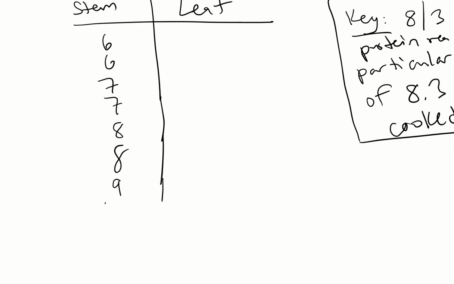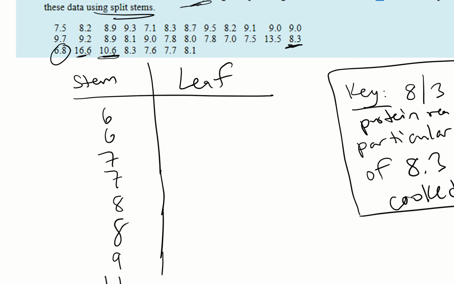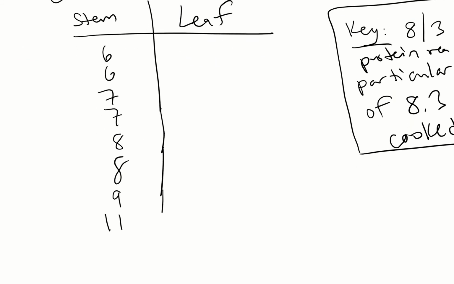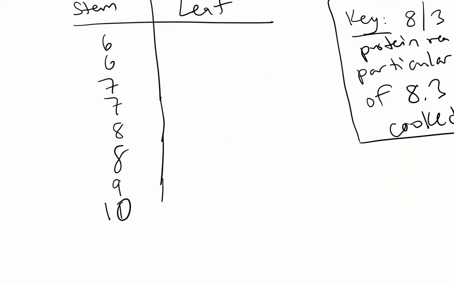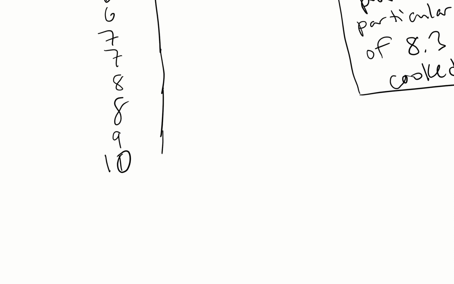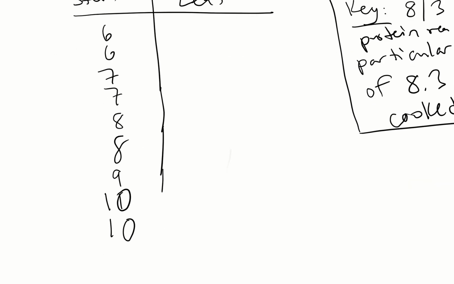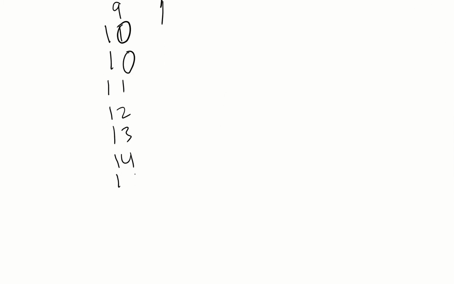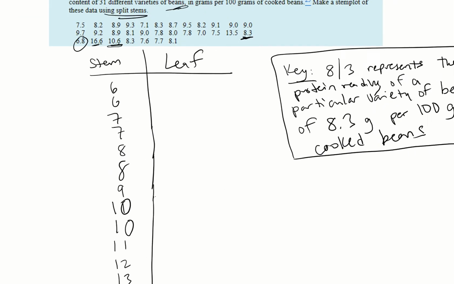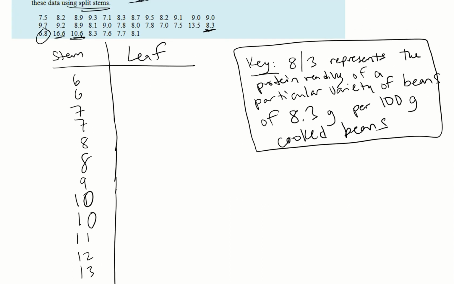Now, because we don't have any 12s, any 13s, or anything like that, I'm only going to write them once. I'm not going to write them twice, okay? For the 10, I'll write that twice. But for anything after that, until I get to the 16, I'm only going to write once. There's no way that I can split those stems if there's nothing to split, right? So something like that, and then we'll go ahead and get started.